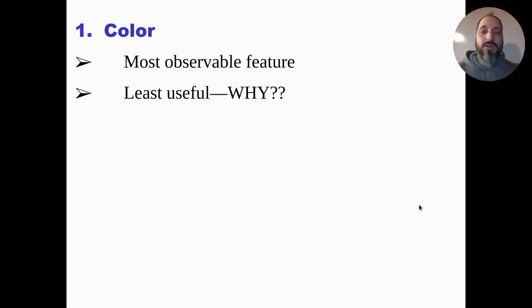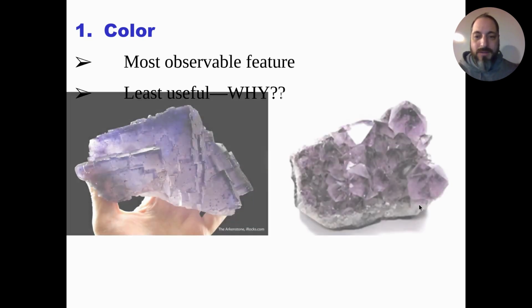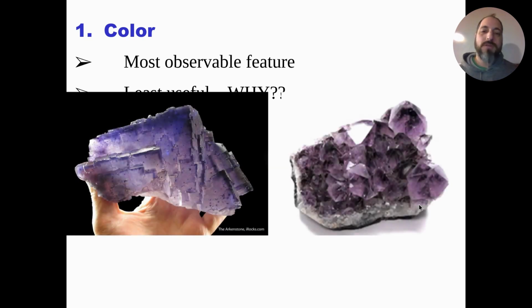So the first is color. It's the most observable, right? It's the one that we see the easiest, but it is actually the least useful. Why? Well, these are two different minerals right here. The one on the left is fluorite and the one on the right is quartz, but they are the same color, right? If we were just going to go with purple minerals are always fluorite, then we'd be wrong. This wouldn't give us any information. So minerals can often be the same color.